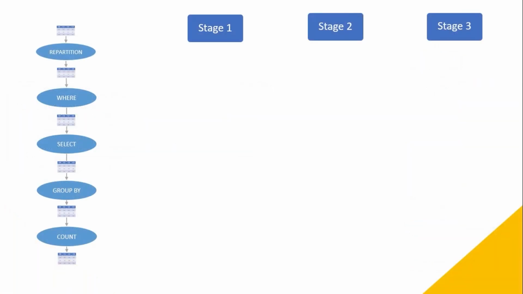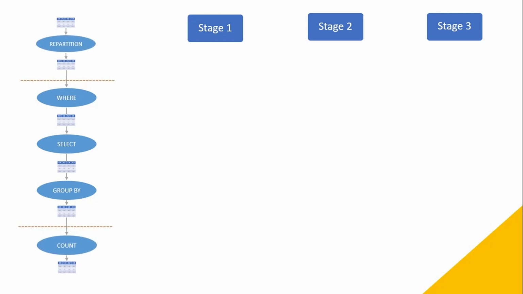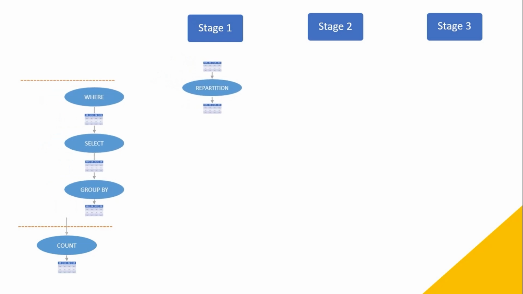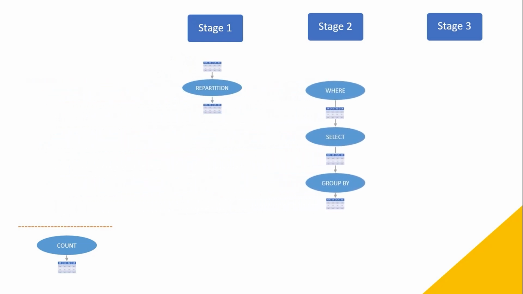The driver will look at this plan to find out the wide dependency transformations. I have two wide dependencies in this plan. The first one is the repartition method, and the second one is the group by method. So the driver will break this plan after each wide dependency. The first one becomes the first stage. The second one goes to the second stage. Finally, the last one is the third stage.